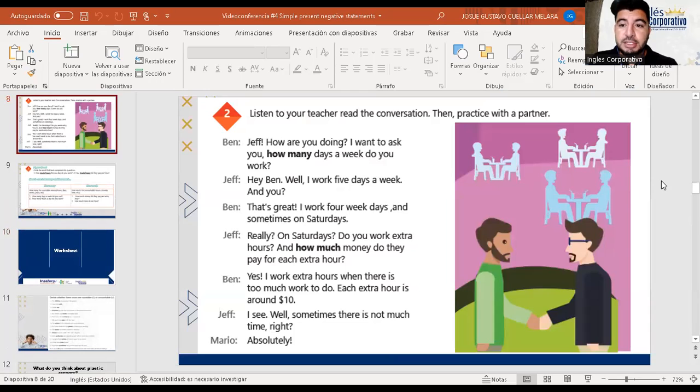Here we have a conversation between two men. One is Ben and the other one is Jeff. So here we have the conversation says like this.